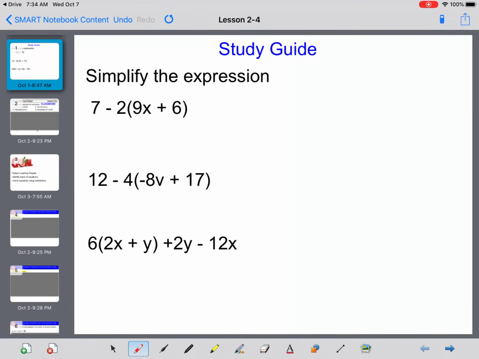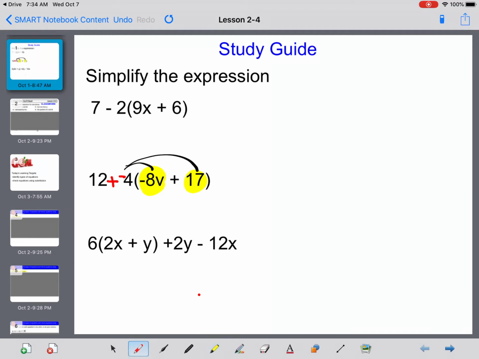Again, we have the distributive property here. I see that I have 12 minus 4 times negative 8v plus 17. My first instinct is to subtract 12 minus 4, but we know that's not right because we have to multiply before we add or subtract, and the distributive property is multiplication. So let's change our subtraction to adding the opposite. And then let's distribute. I need to multiply negative 8v by negative 4 and 17 by negative 4.